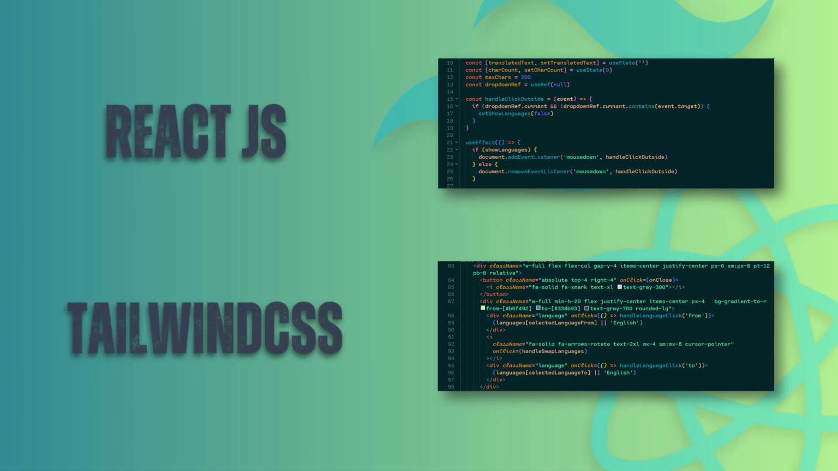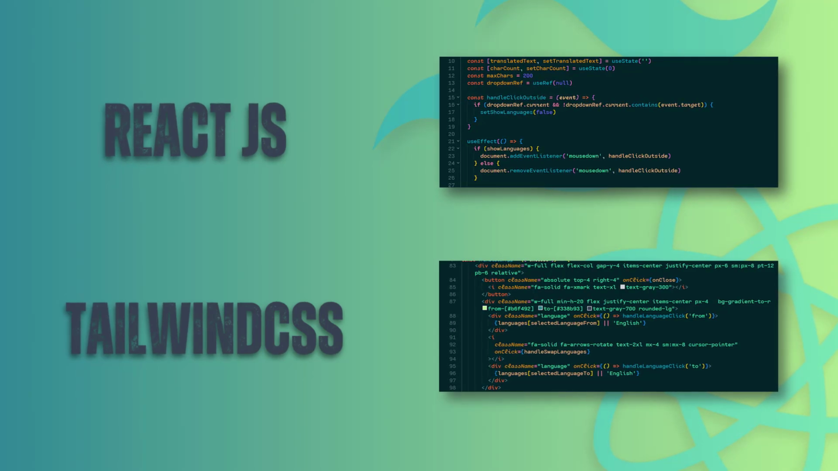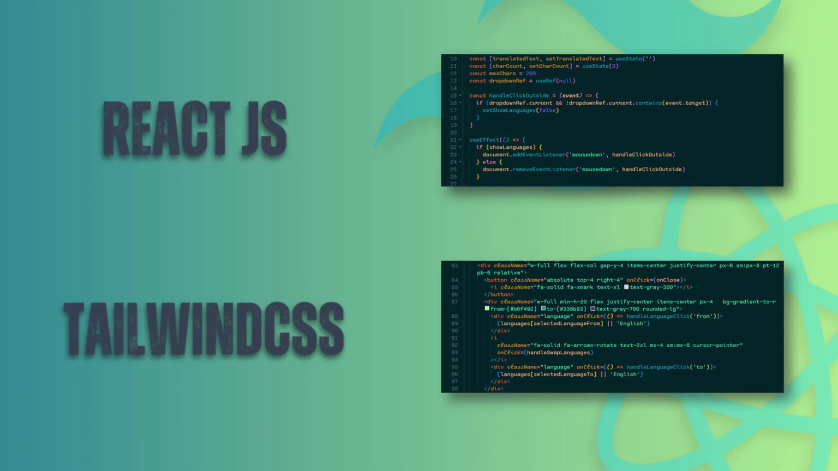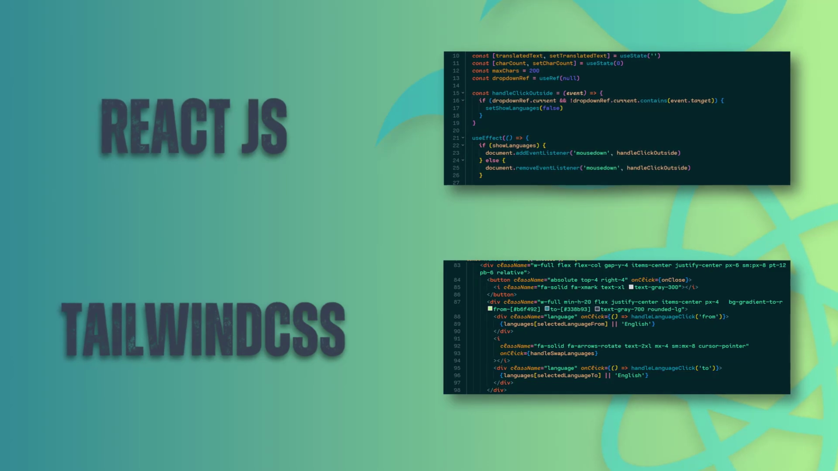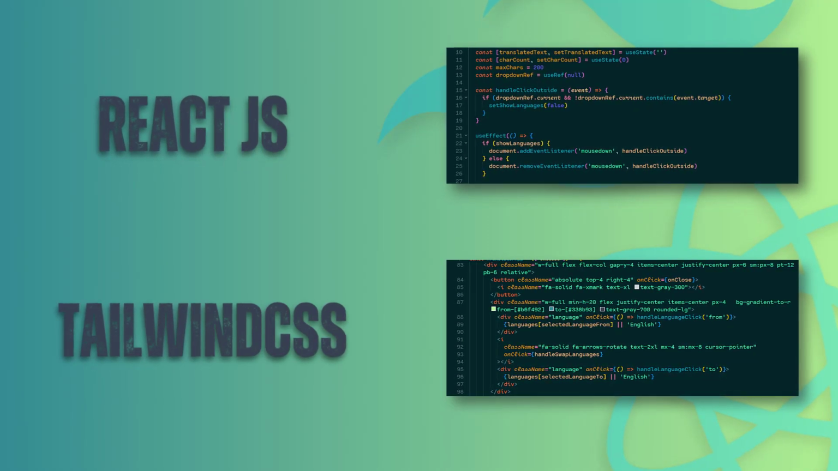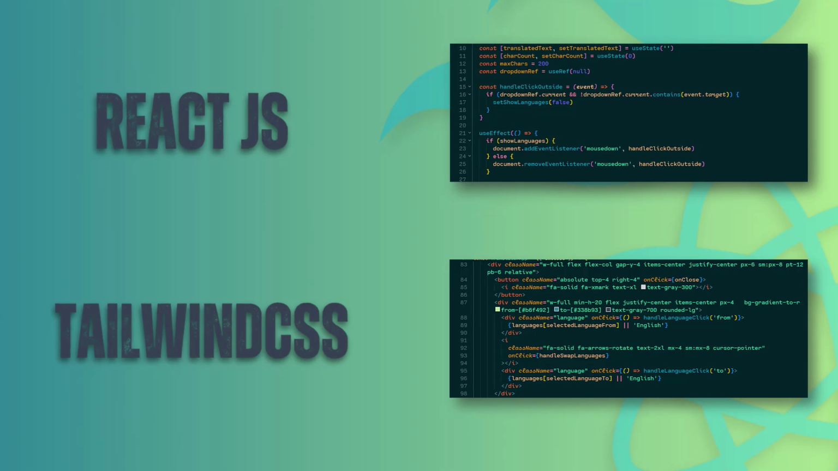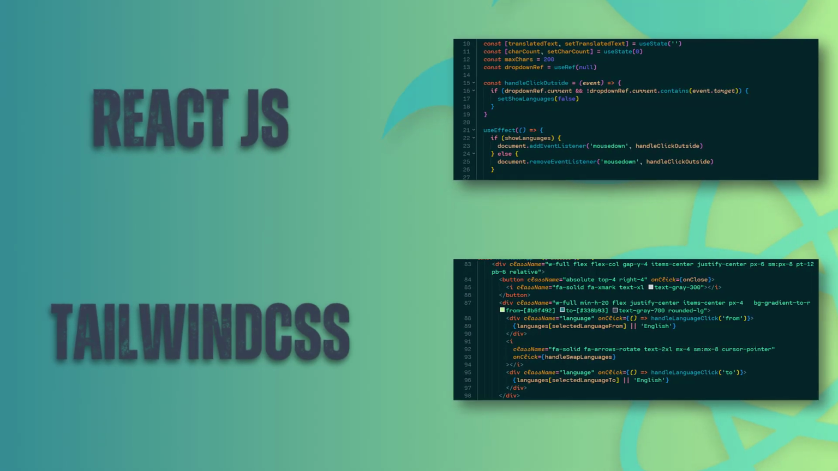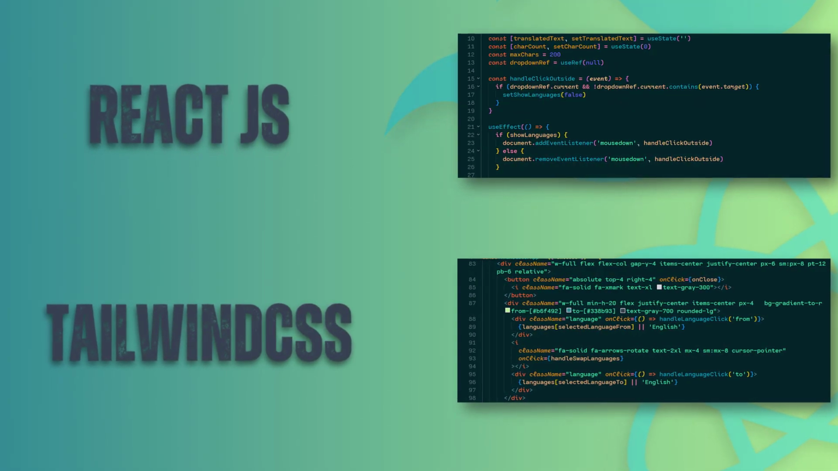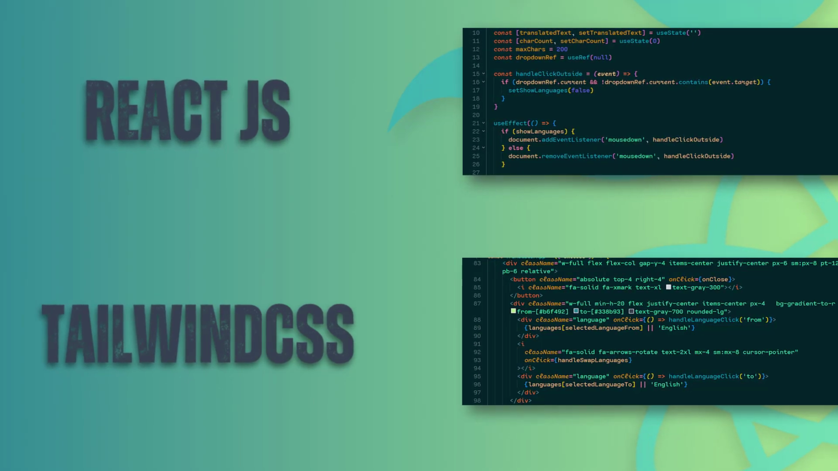ReactJS allows you to build reusable components, making your code clean and maintainable. TailwindCSS lets you apply styles directly in your HTML, speeding up the development process. When used together, they provide a seamless way to create dynamic and visually appealing applications.